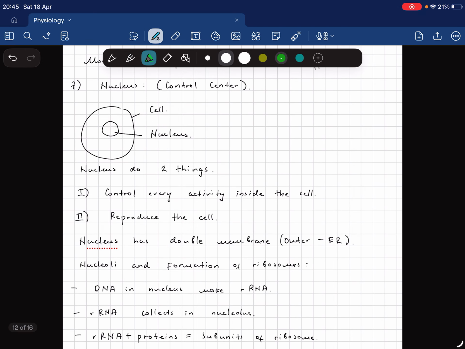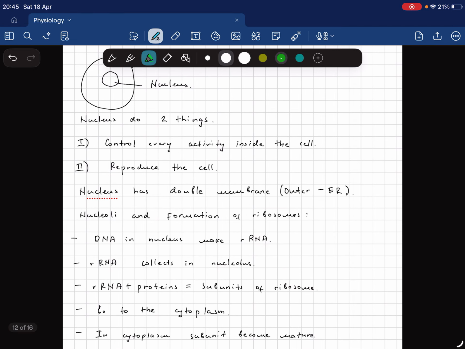Next, nucleus. If I have to name the nucleus, I will name it the control center of the cell, because the nucleus basically does two things. It controls every activity inside the cell, and it reproduces the cell. So the nucleus has a double membrane.